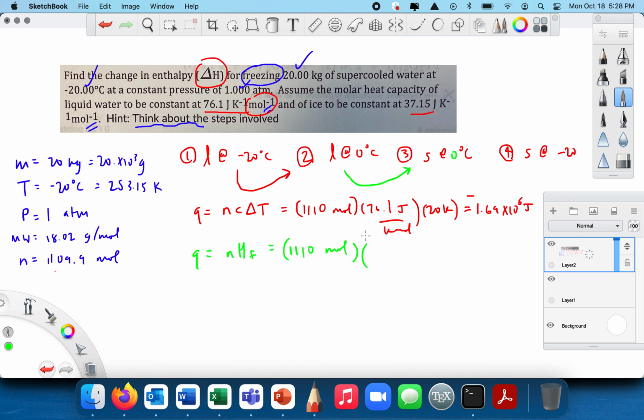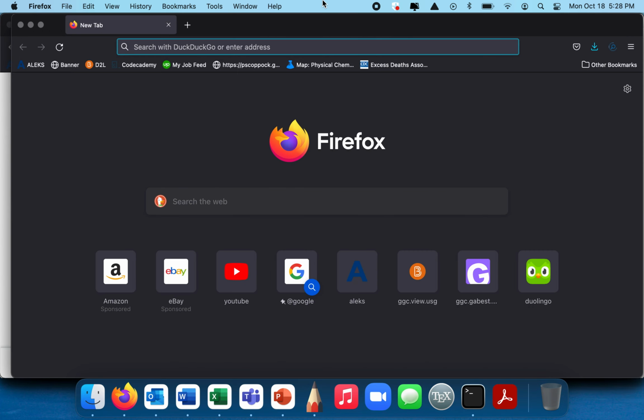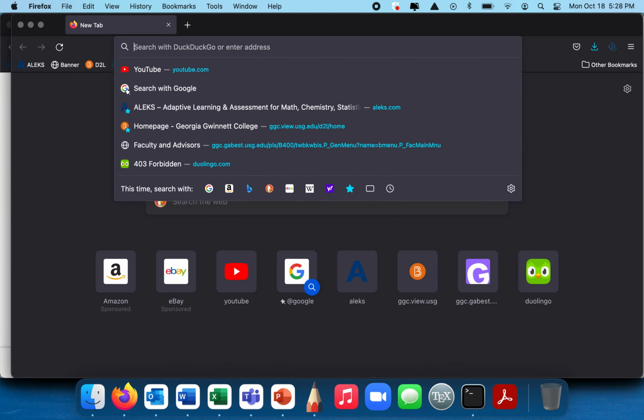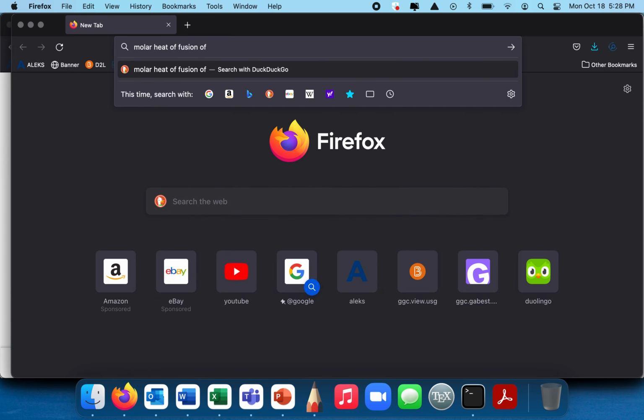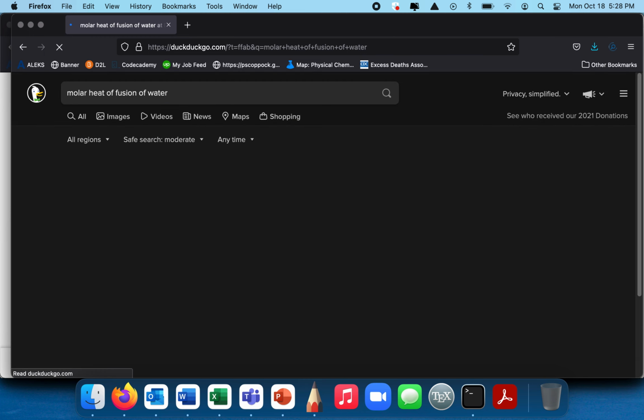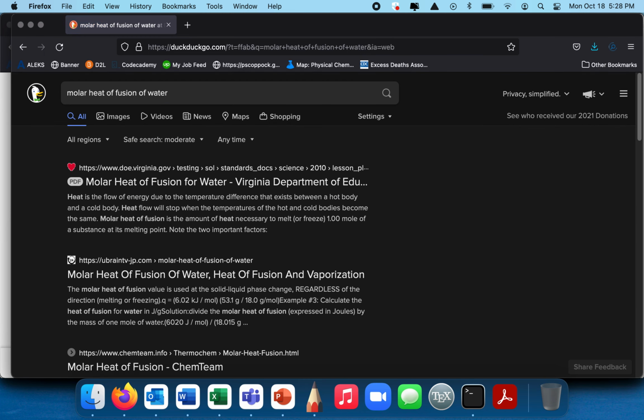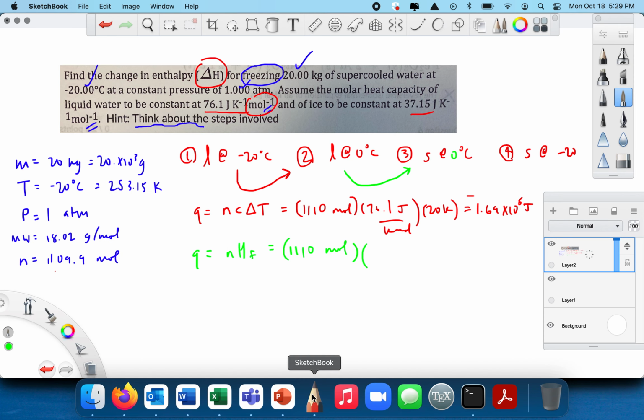So let's look this up. What is the molar heat of fusion of water? Let's see if we can find it real easily. 6.02 kilojoules per mole. The molar heat of fusion is 6.02 kilojoules per mole. Okay, so let's go back over here.